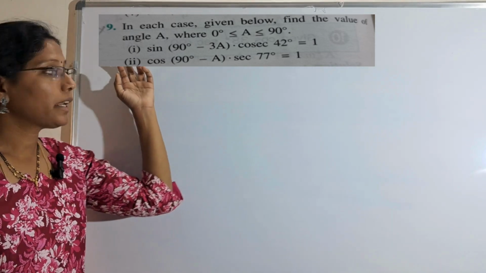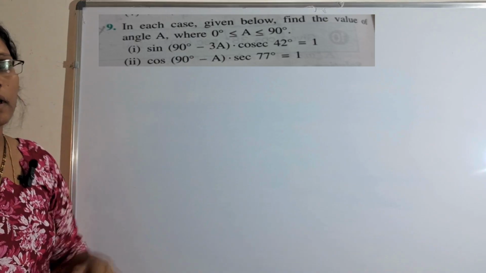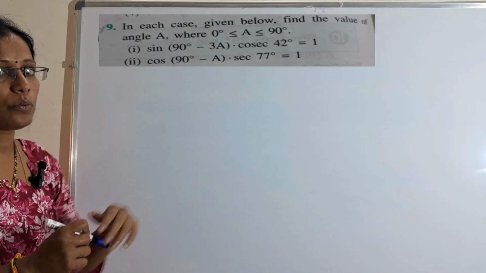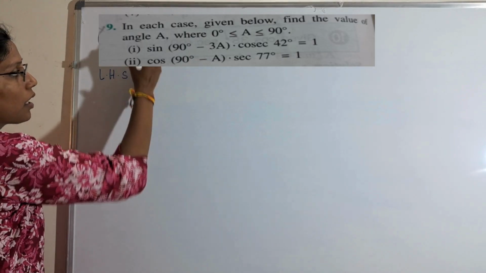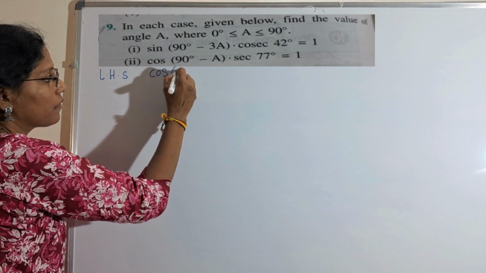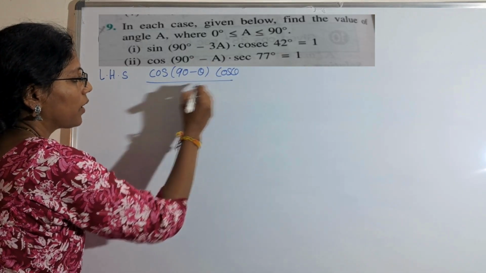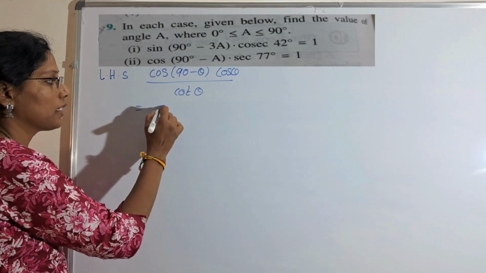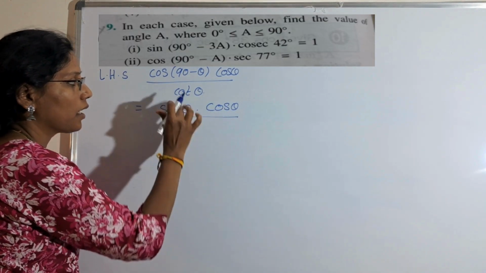Next problem number 10. Here cos 90 minus theta into cos theta by cot theta. Here we have to apply the complementary angle. LHS we have to take, RHS we have to prove. LHS: cos 90 minus theta, which is sin theta, into cos theta by cot theta.